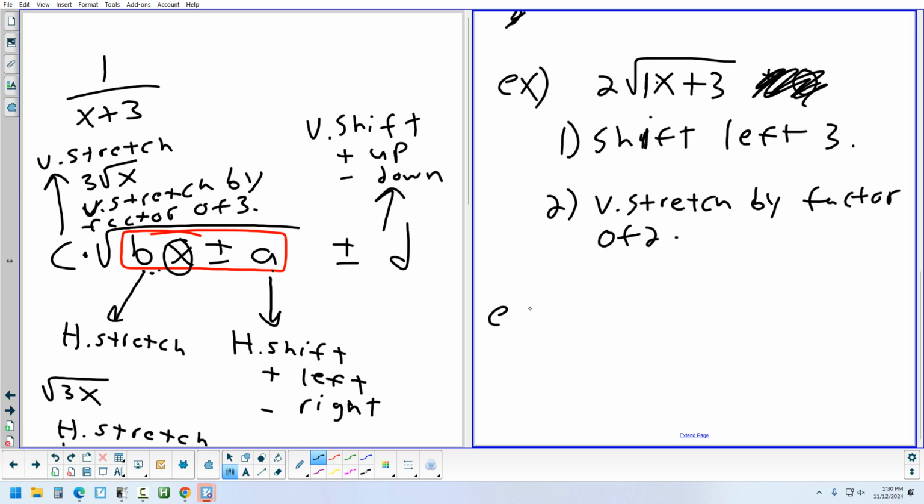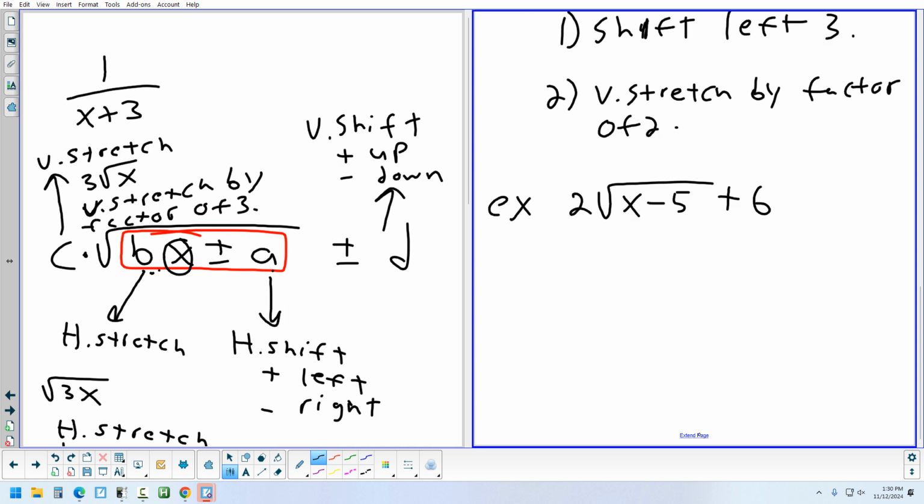Okay. How about 2 times the square root of x minus 5, plus 6? How many transformations are there? 3. There are 3. Start with A. Is there a number in the A spot? Yeah. It's a minus 5, so it's a horizontal shift to the right 5. Okay. Is there a number in the B spot? No, just a 1, so we skip that one.